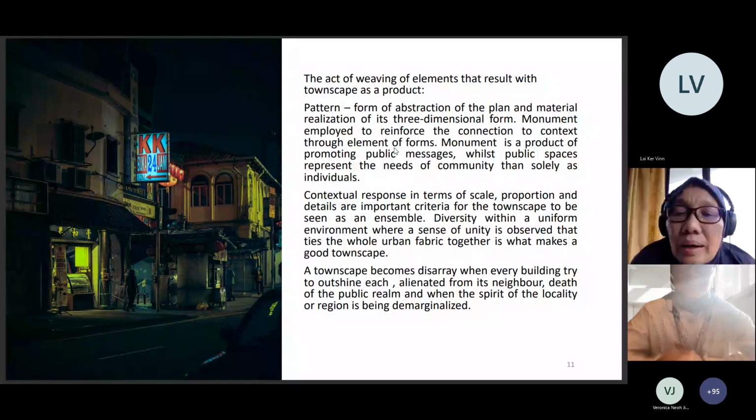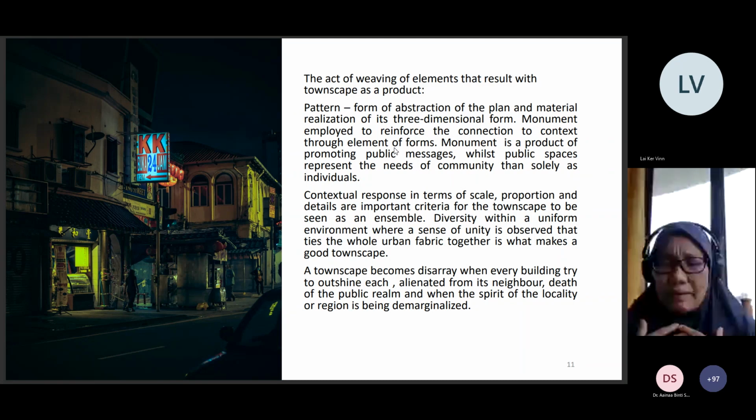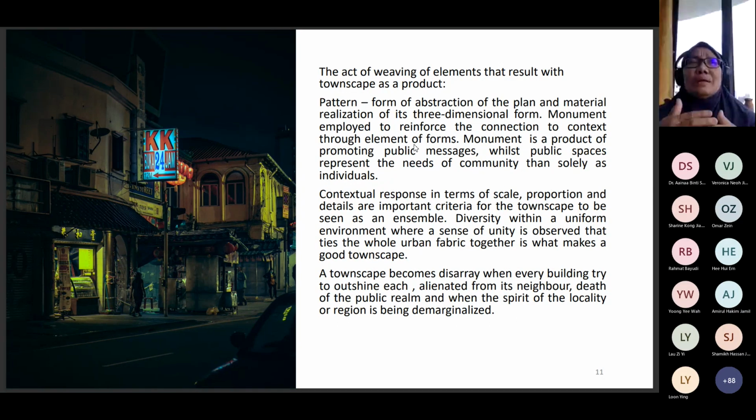All right, thank you. So we talk about sense of unity. When you have a sense of unity, you have a good quality townscape that can be appreciated, and people can have a sense of being at ease when they are viewing the whole city. But a townscape becomes disarray. Disarray means it's really all over the place. There's no sense of coordination. When every building tries to outshine each other, when everyone wants to become a landmark, then you will have chaos. And when they are alienated from their neighbors, you will also have a townscape that falls into pieces.